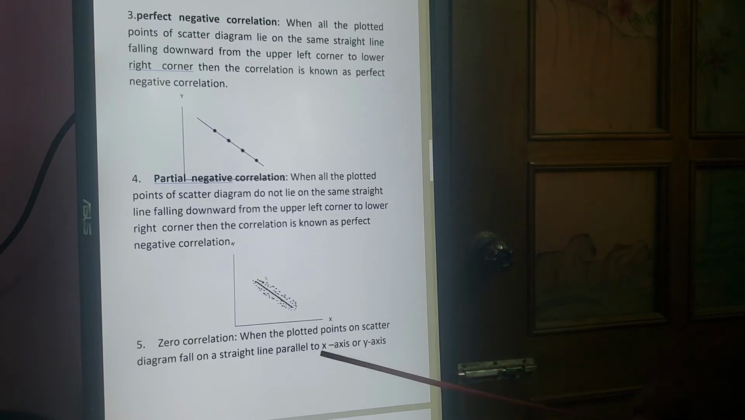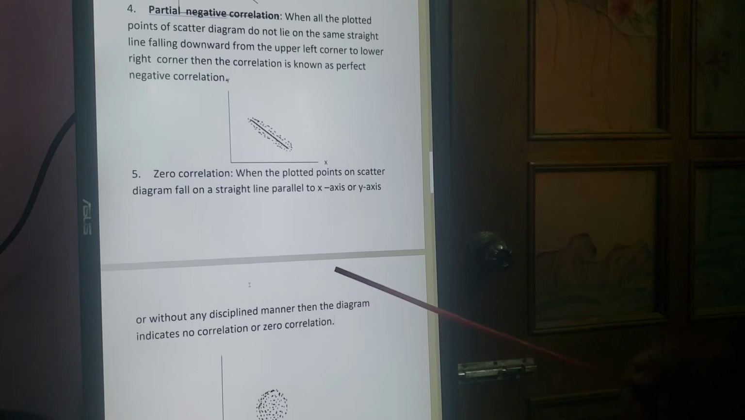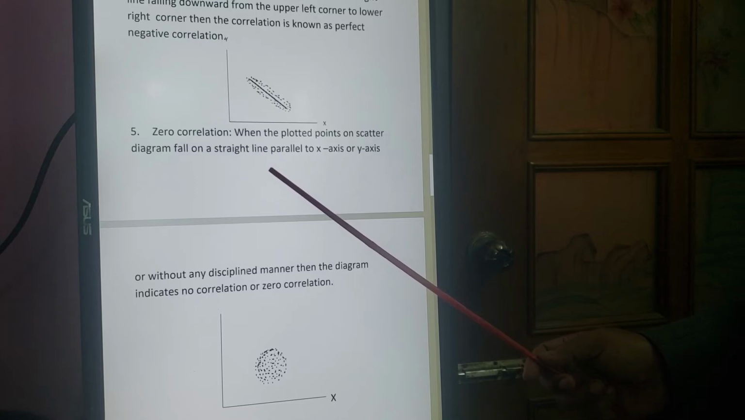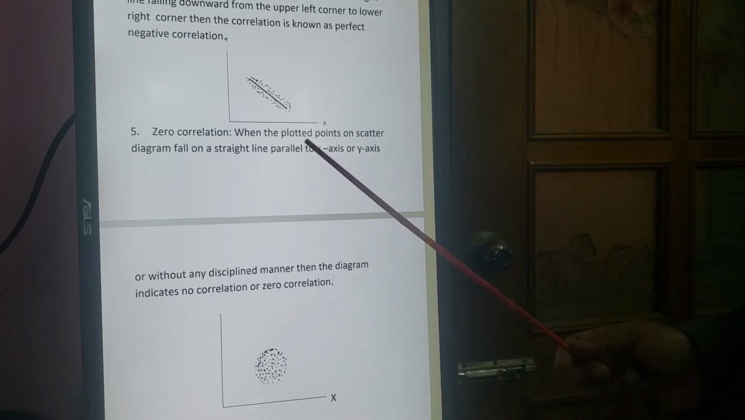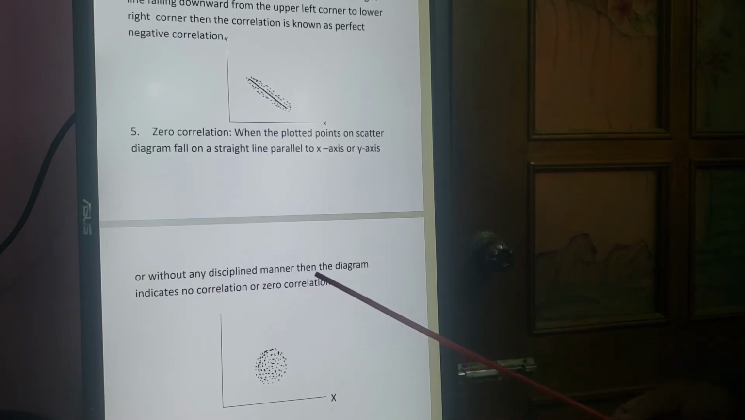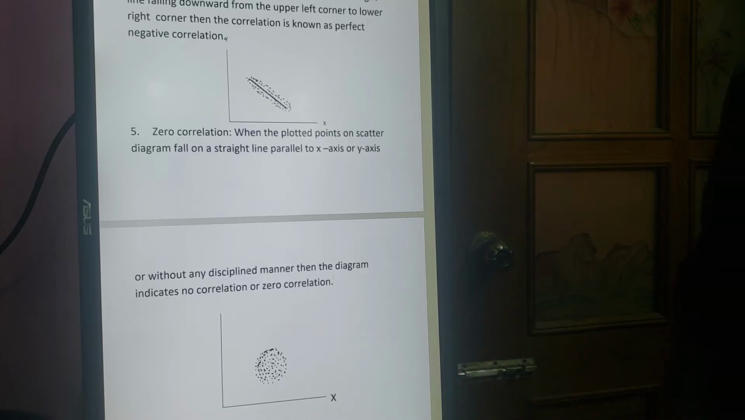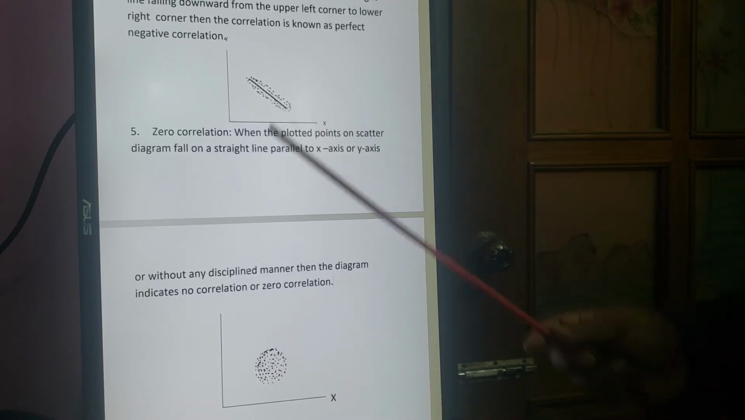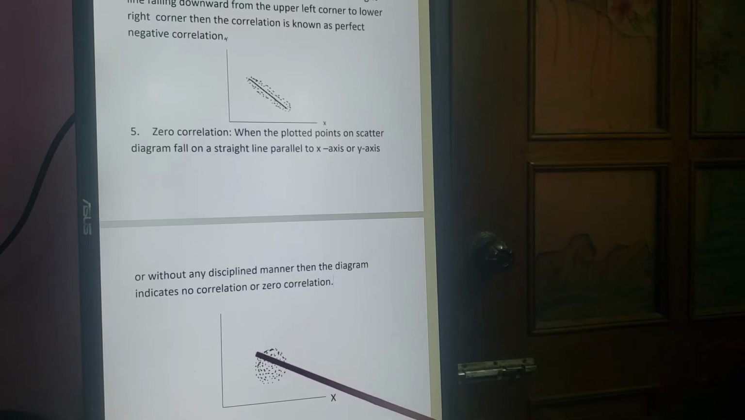Now, zero correlation. Zero correlation is when the plotted points on the scatter diagram fall on a straight line parallel to the x-axis or y-axis, or in any undisciplined manner, then the diagram indicates no correlation or zero correlation. It may be a straight line like this, maybe a straight line like this, or any manner, without any discipline. So that I have discussed earlier. Then the correlation is called zero correlation.